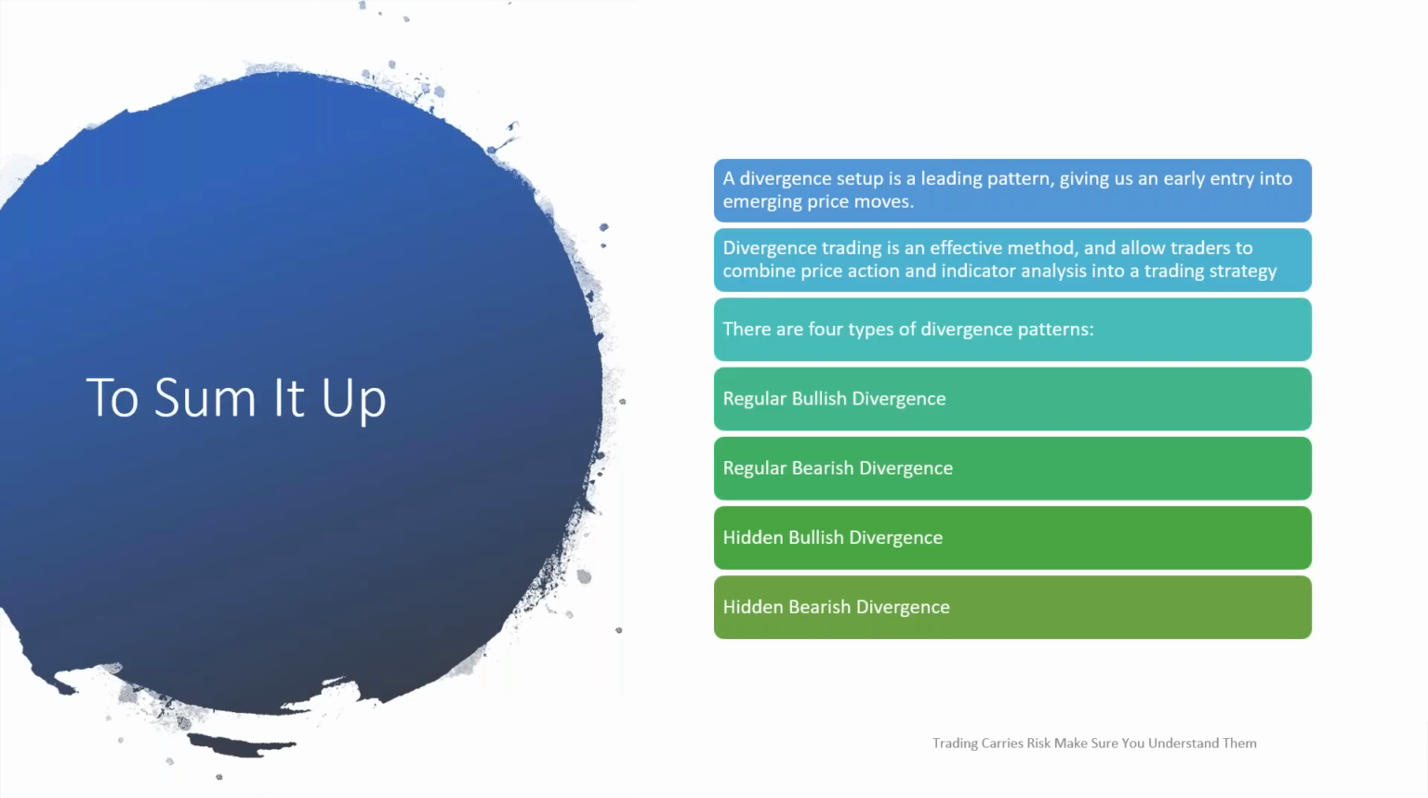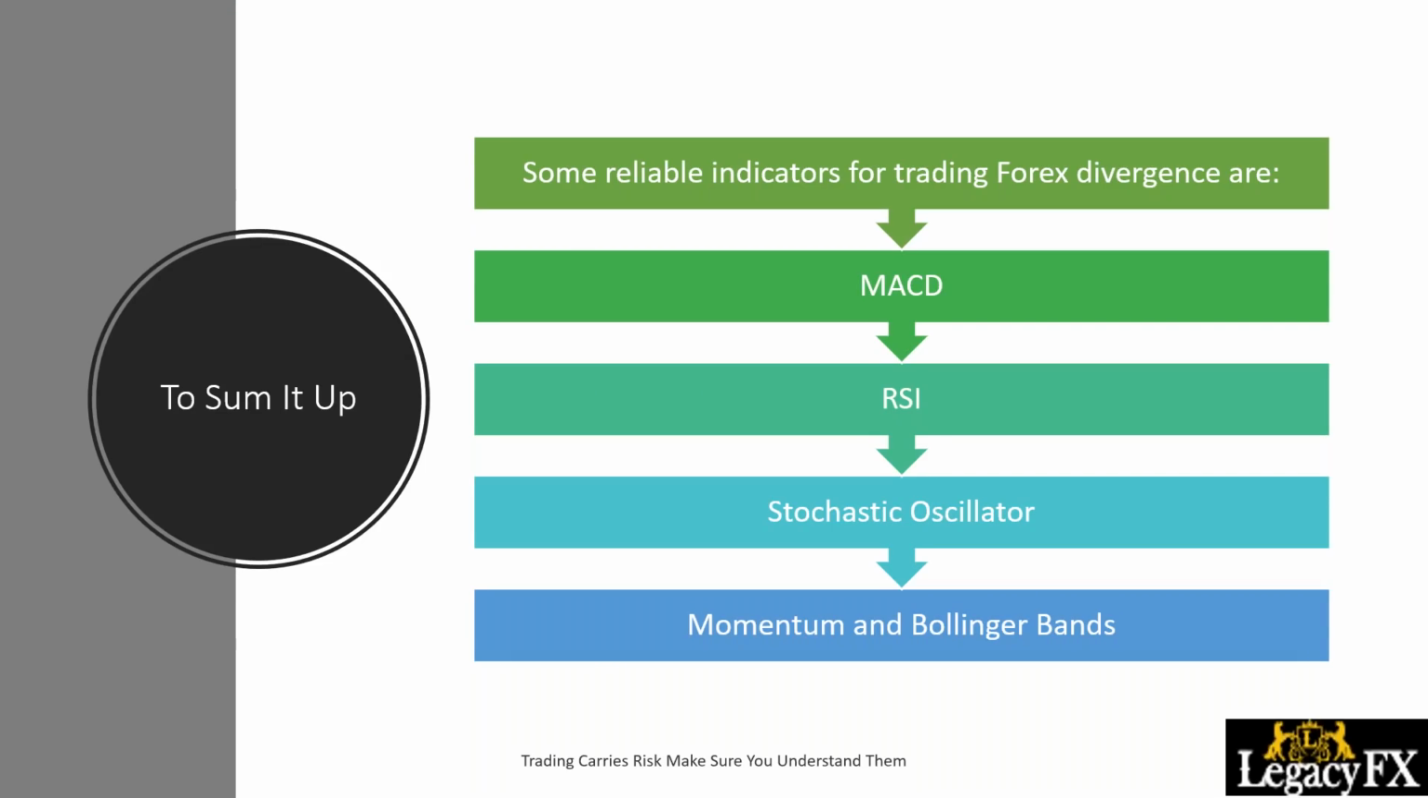So to sum it up, a divergence setup is a leading pattern giving us an early entry into emerging price moves. Divergence trading is an effective method and allows traders to combine price action and indicator analysis into a trading strategy. Remember, there are 4 types of divergence: regular bullish divergence, regular bearish divergence, hidden bullish divergence, and hidden bearish divergence. Some of the most reliable indicators to use to find divergence are MACD, RSI, Stochastics, and Bollinger Bands.